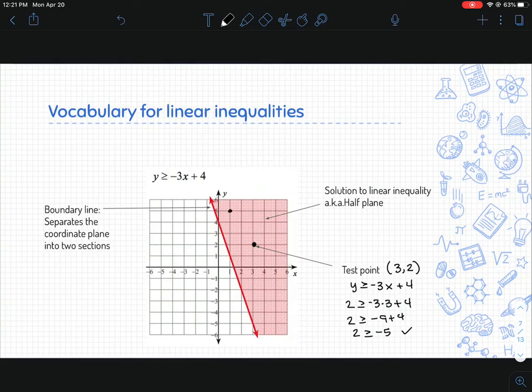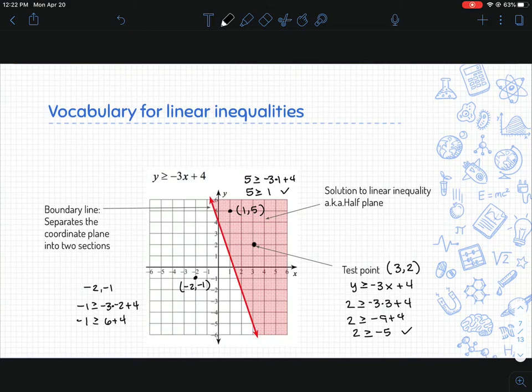Any other point we chose in this area, so if I chose like (1, 5), should also work. 5 is greater than or equal to negative 3 times 1 plus 4. 5 is greater than or equal to 1. That's true. If you pick a point that's not in the shaded region, let's say I pick (-2, -1), when I substitute that in, I would see that my inequality is not true.